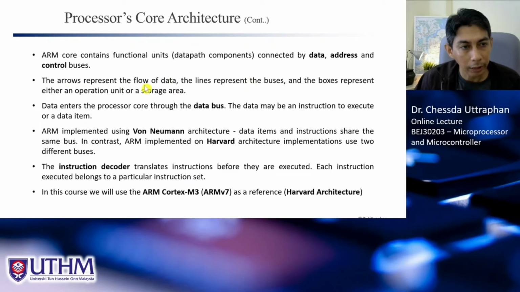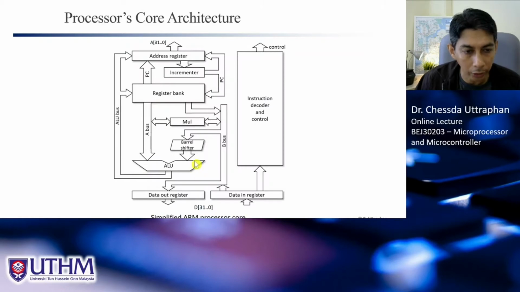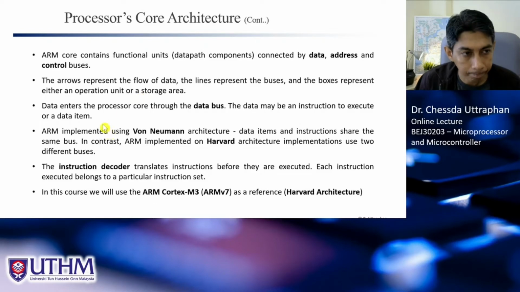The arrows represent the flow of data. The lines represent the buses, and the boxes represent either an operation unit or a storage area. So this is an operation unit. ALU is an operation unit. This is an operation unit also, the decoder. Storage is the register bank. The data in register and data out register are storage. The address register is storage also, right?